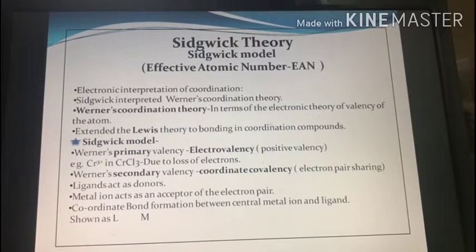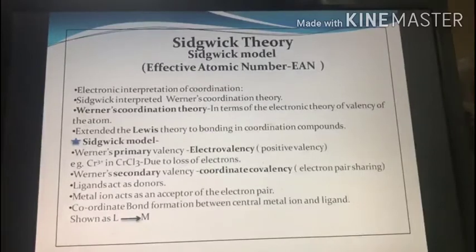This theory was based on the following assumptions. Werner's primary valency is the electrovalency, which is positive valency. For example, chromium 3+ in case of chromium chloride. This is produced due to the loss of electrons from the metal atom. And the second assumption of Werner's is secondary valency is the coordinate covalency, that is electron pair sharing.